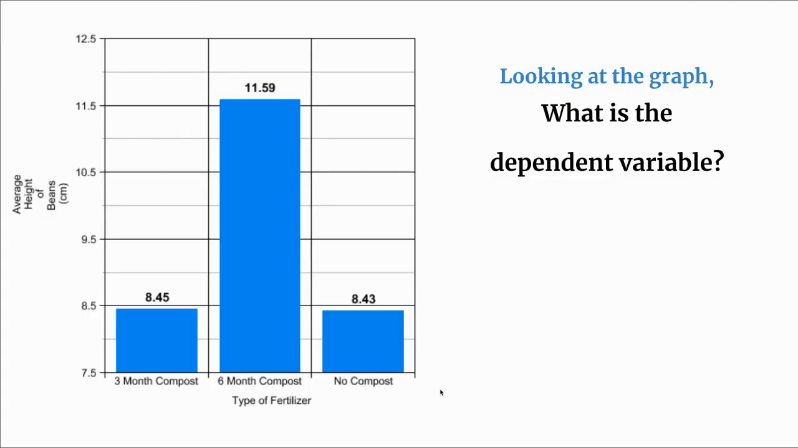Again, looking at the graph, what would the dependent variable be? Okay, so again, remember DRY MIX and ask yourself which variable is the dependent variable. And finally, looking at the graph, what is the best title? Remember, DRY MIX.